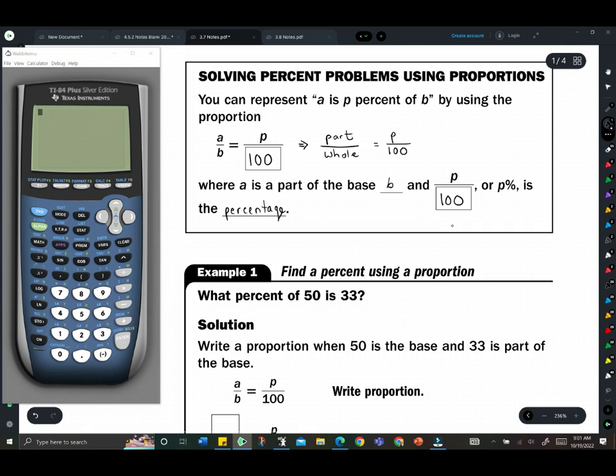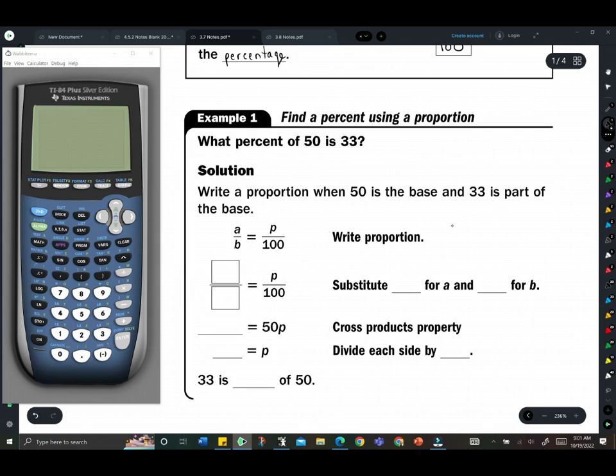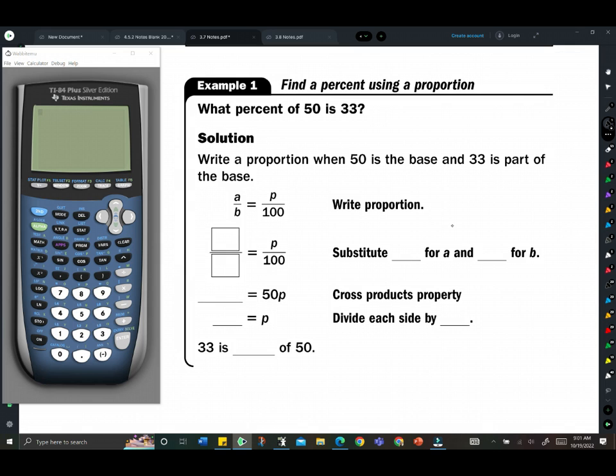Okay, let's see this in action. Find a percent using a proportion. What percent of 50 is 33? One thing I want you to get used to seeing is when you see "of" a number, of 50, that is representing the whole. That is the base. That is the whole number. That's going to be, in this case, your denominator. So when you see "of," you think base or whole.